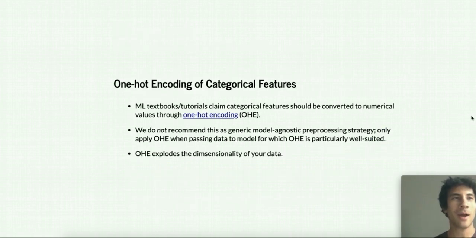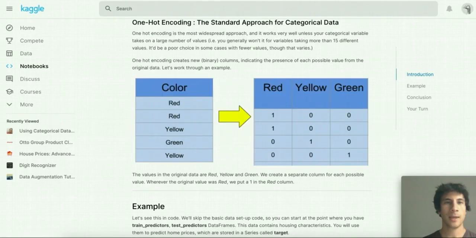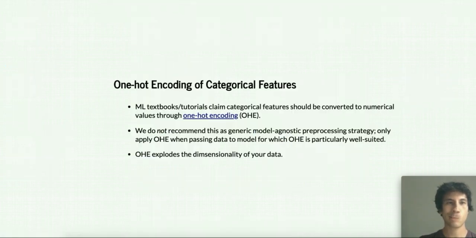We want to provide now a word of caution about one-hot encoding of categorical features. Most ML textbooks or tutorials will tell you that categorical features should be converted to numerical values through one-hot encoding. If you're unfamiliar with what this is, here's a nice tutorial on Kaggle. Basically, if your raw data from a categorical feature is on the left, the one-hot version of this data would look as it does on the right after preprocessing. It's pretty self-explanatory. However, we do not recommend this as a generic model-agnostic preprocessing strategy.